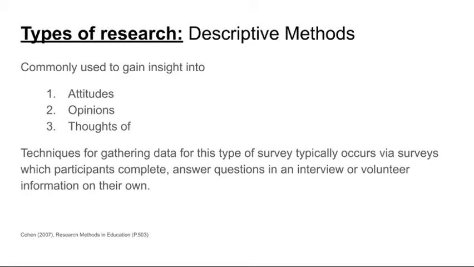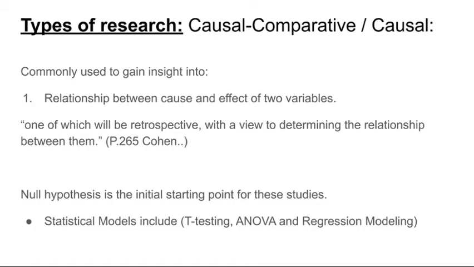So descriptive statistics typically give us insight into the attitudes, opinions, and thoughts of teachers, students, the community, and other educational stakeholders. Techniques for gathering data typically are done through surveys or focus groups. In the causal comparative or causal types of research, we investigate the relationship between cause and effect of two or more variables. Typically, we start with a null hypothesis, indicating that there's no relationship, and through ANOVA, t-test, or regression modeling, we try to prove this case.